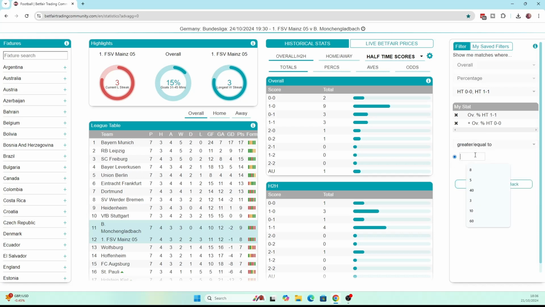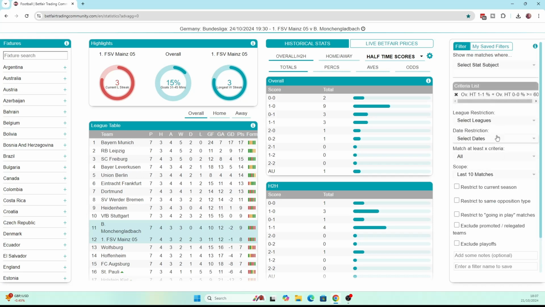Now I'm going to put greater than or equal to, and we're going to put 60% here. Okay, so that means that 60% of the time, last 10 games, home for home team, away for away, it's actually going to look at whether it's been a draw at half time, and if it's 60% or more, it will qualify. Let's add that. So that's our first criteria, okay? But we're going to want a couple more here.